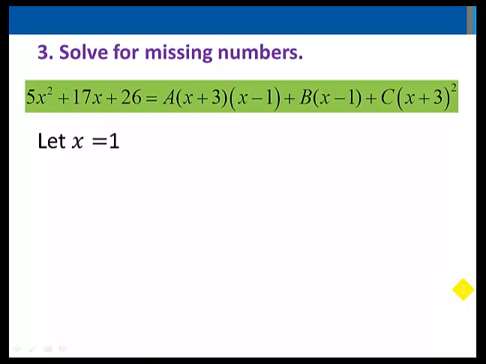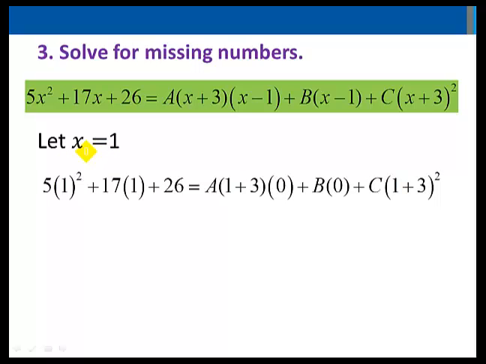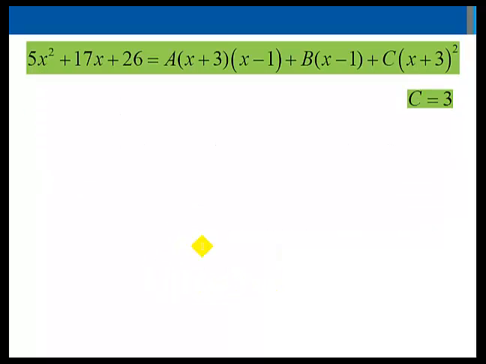To start with, let's plug in 1 for x. I will then have 5 times 1 squared plus 17 times 1 plus 26 equals a times 1 plus 3 times 0 plus b times 0 plus c times 1 plus 3 squared. So simplified, we have 48 equals c times 16. Dividing through by 16, c is equal to 3. Okay, so we've solved for c.